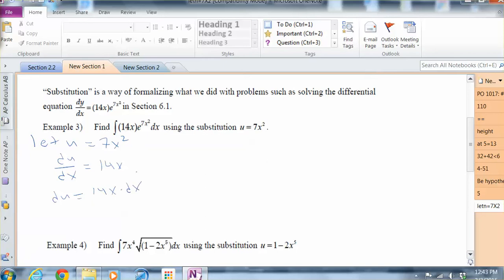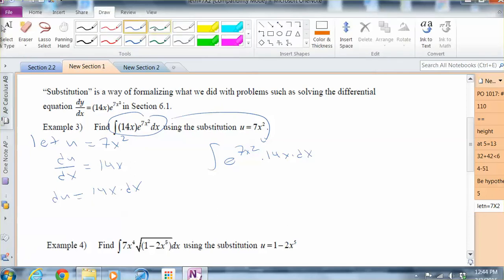If I do a little bit of nifty algebra, I can multiply both sides by dx and get du equals 14x dx. So that means that my integral now can be rearranged in this manner. And then I could substitute, where this part is the same thing as du, and of course this part is the same thing as u. Therefore, I have e to the u power times du, and that would be e to the u plus c.